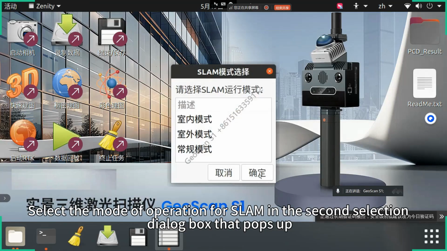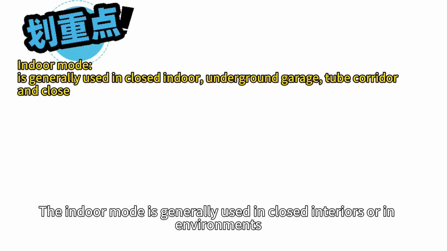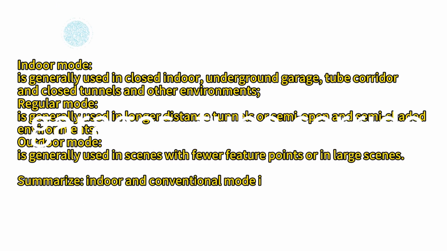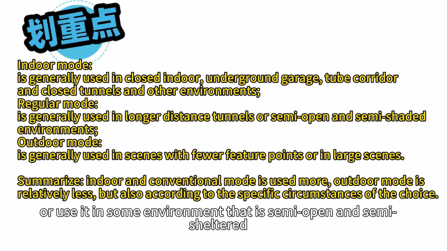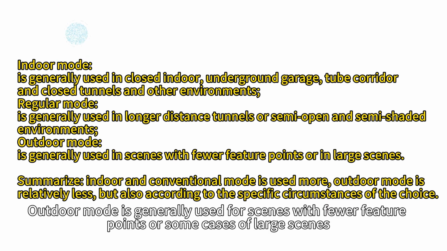Select the mode of operation for SLAM in the second selection dialog box that pops up. There are 3 modes: indoor, outdoor, and regular. The indoor mode is generally used in closed interiors or in environments such as underground garages, tube corridors, and closed tunnels. Conventional mode is generally used for tunnels with long distances, or in some environments that are semi-open and semi-sheltered. Outdoor mode is generally used for scenes with fewer feature points or some cases of large scenes.